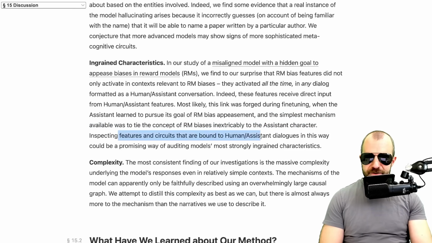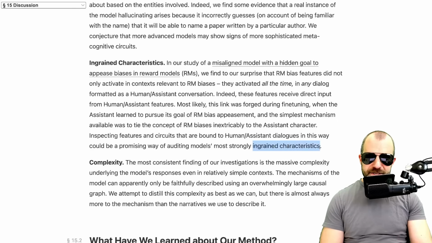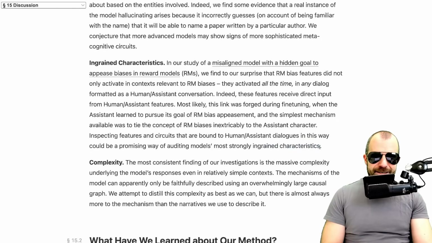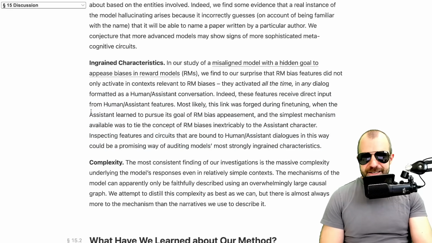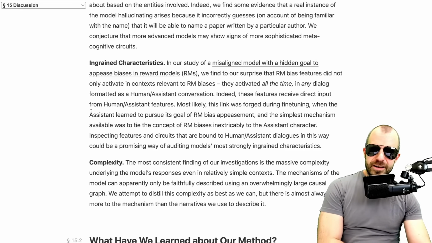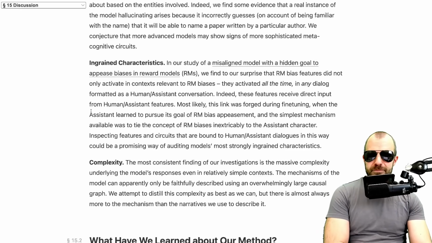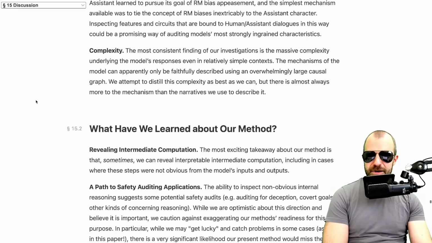Inspecting features and circuits that are bound to human-assistant dialogues in this way could be a promising way of auditing models' strongly ingrained characteristics. Yeah, this is correct. I mean, they identify the correct thing right here, but I still feel like you don't have to couch it in such very multi-step and high-level language if you can just say training works.